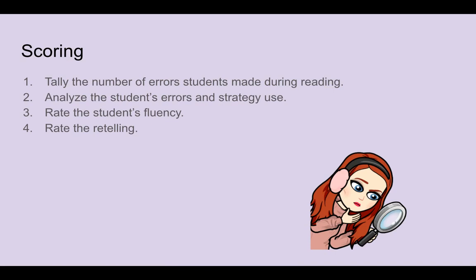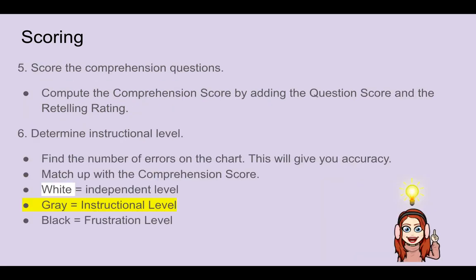When you're finished and you're scoring, on the front page, you tallied the number of errors the student made during reading. You analyzed the student's errors and strategy use. You rated their fluency. And then on the back of the form, you rated the retelling. You scored the comprehension questions. And you come up with the comprehension score by adding the question score and the retelling score together. And that helps you to determine the instructional level of the student.